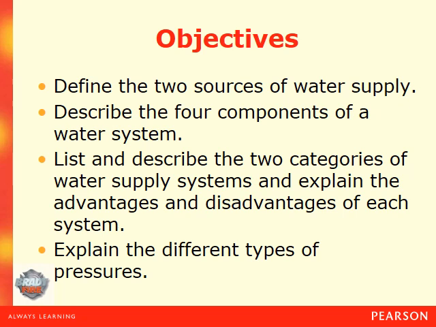Your objectives: define the two sources of water supply. Describe the four components of a water system. List and describe the two categories of water supply systems and explain the advantages and disadvantages of each system. Explain the different types of pressure.